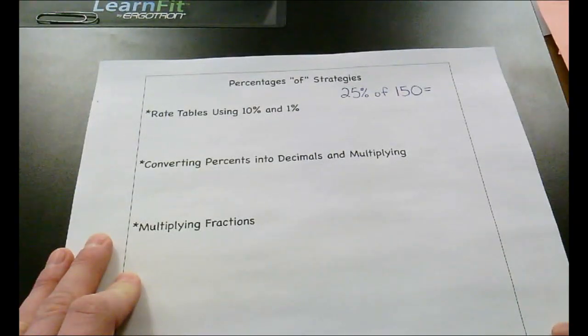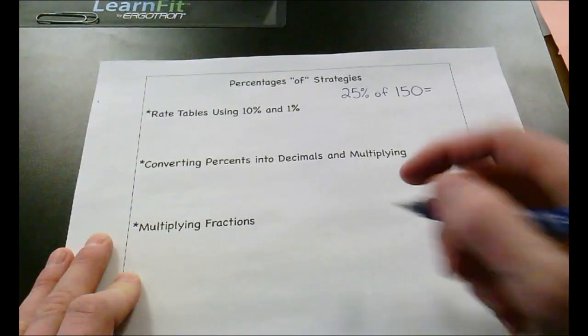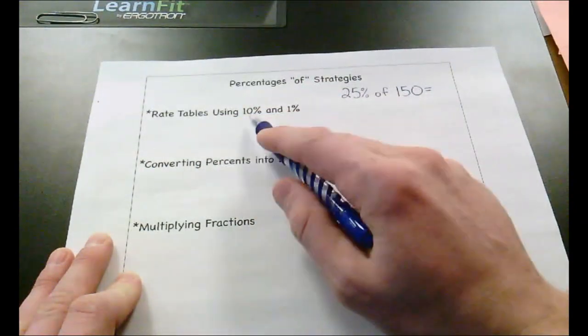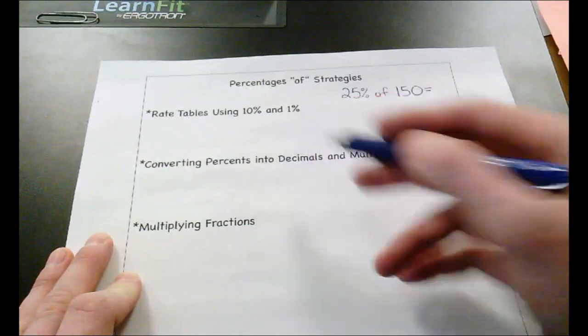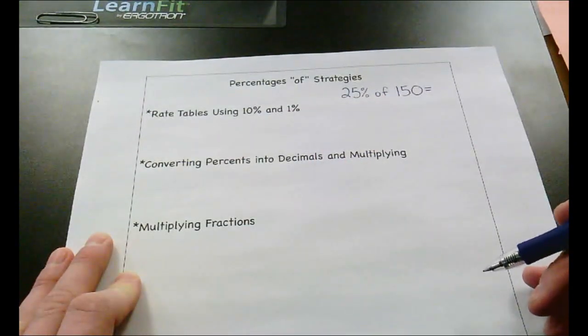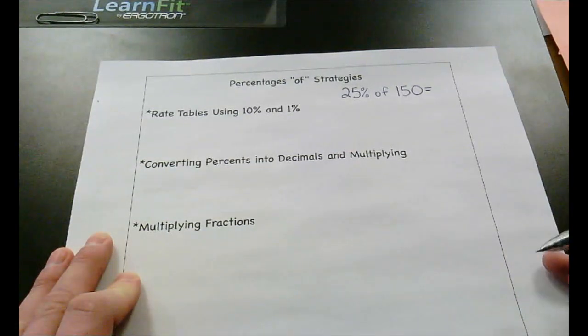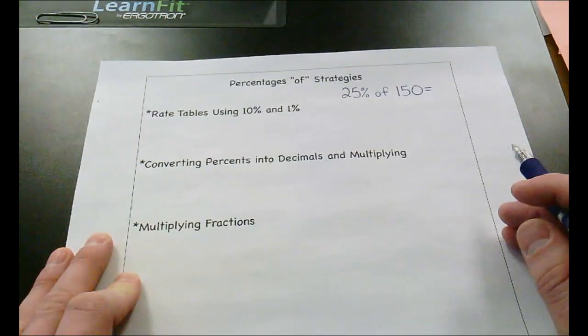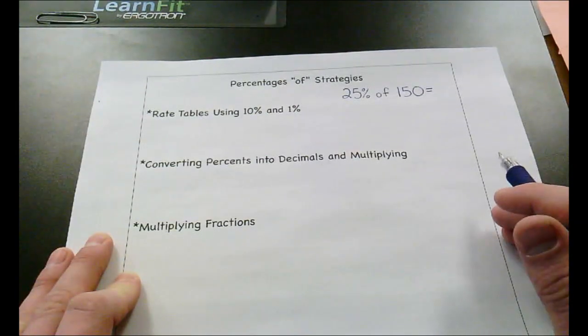Alright, for today's video, we're going to talk about the percentages of strategies that your students were taught today. Before today, every student was only taught the rate tables using the landmark of 10% and 1%. The reason we teach this first is it creates a general understanding of how we can quickly come up with percentages in our heads and use them to calculate potential sales of items. We can talk about tips and leaving a gratuity after a bill.